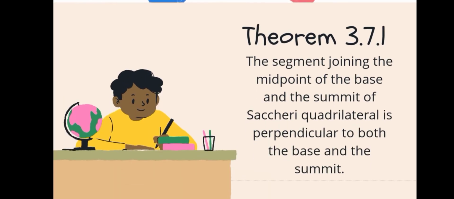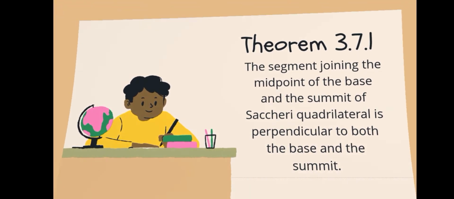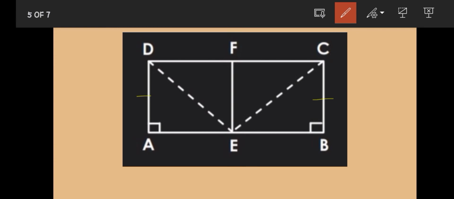Next, let's have Theorem 3.7.1. The segment joining the midpoints of the base and the summit of a Saccheri quadrilateral is perpendicular to both the base and the summit. Let's have the figure Saccheri quadrilateral ABCD, and let's recall the definition of a Saccheri quadrilateral, wherein it has two right angles and two congruent sides. For this figure, we have angle BAD and angle ABC as our two right angles, and line AD and line BC are our two congruent sides.